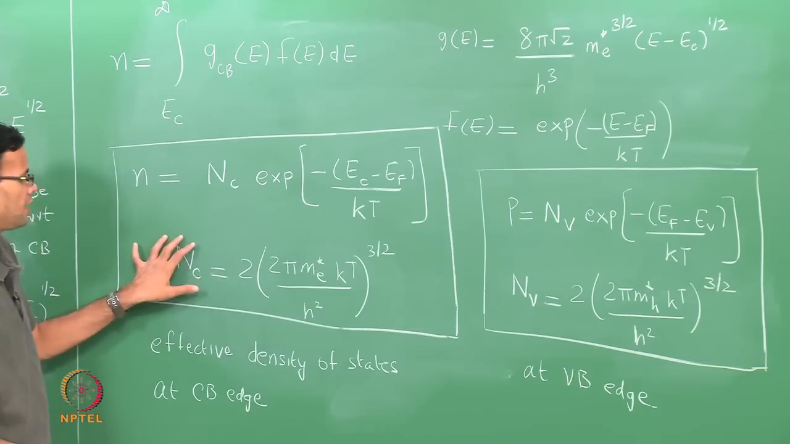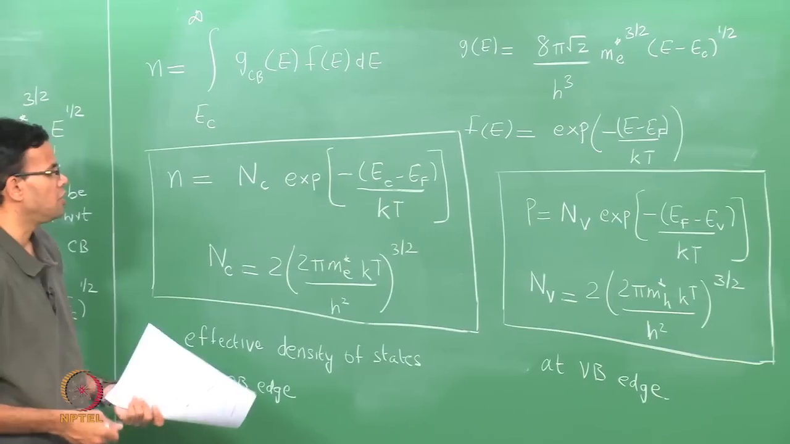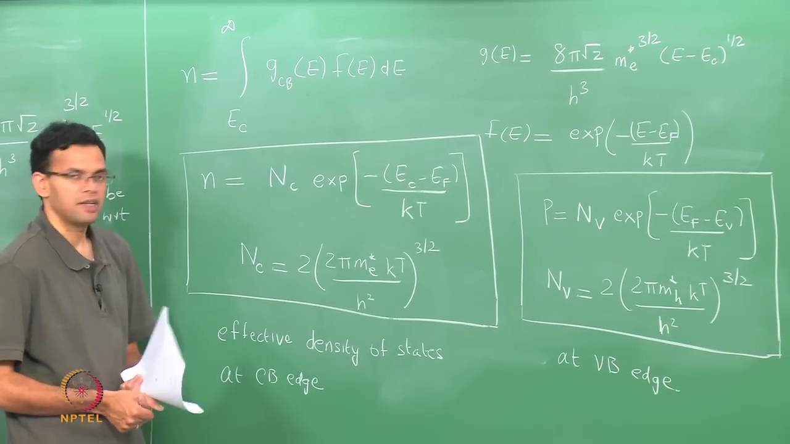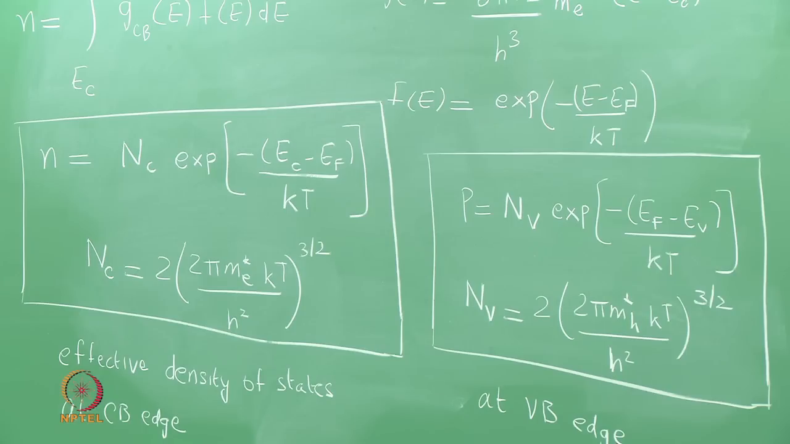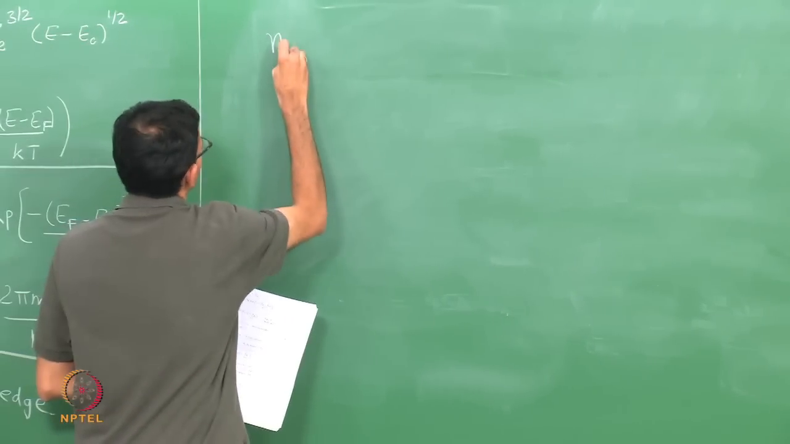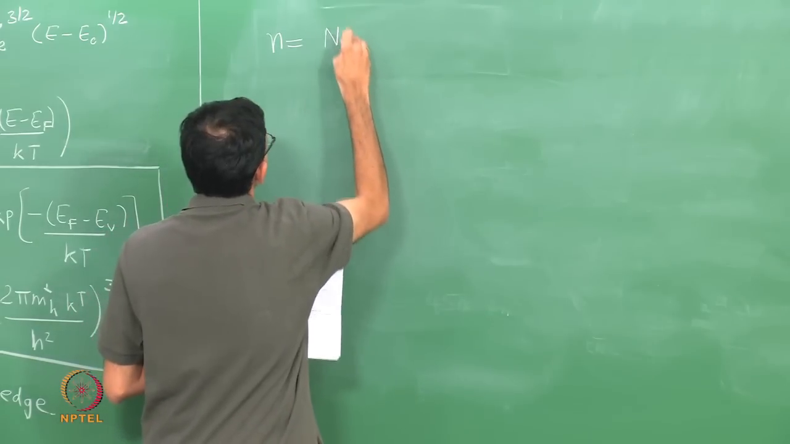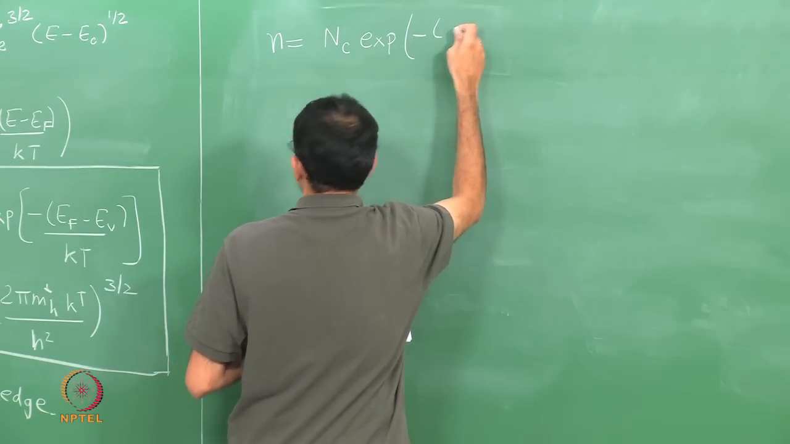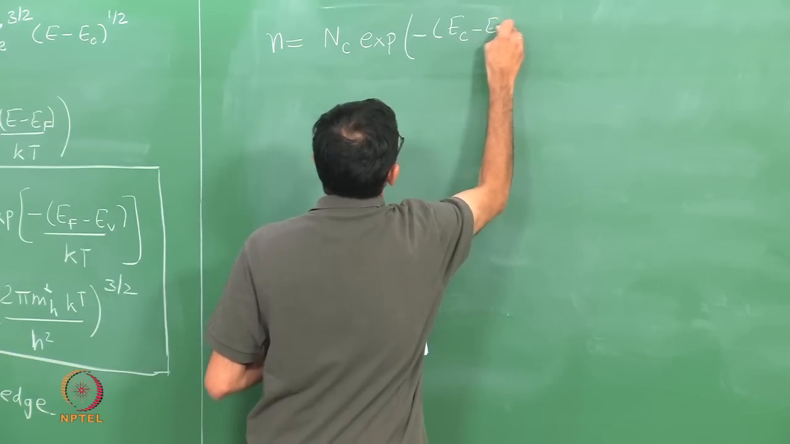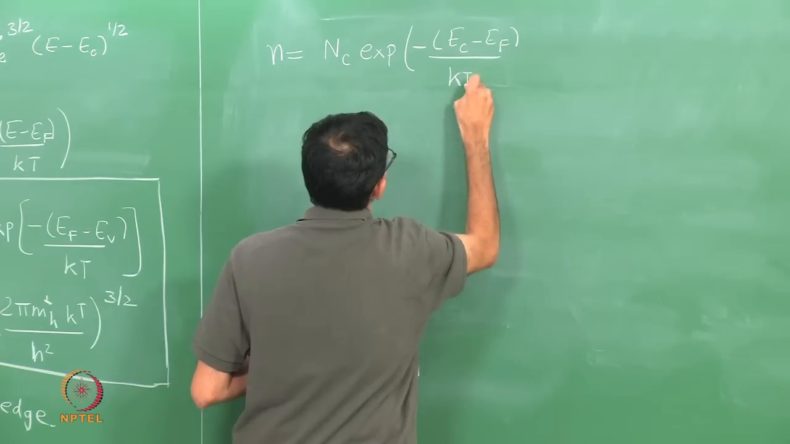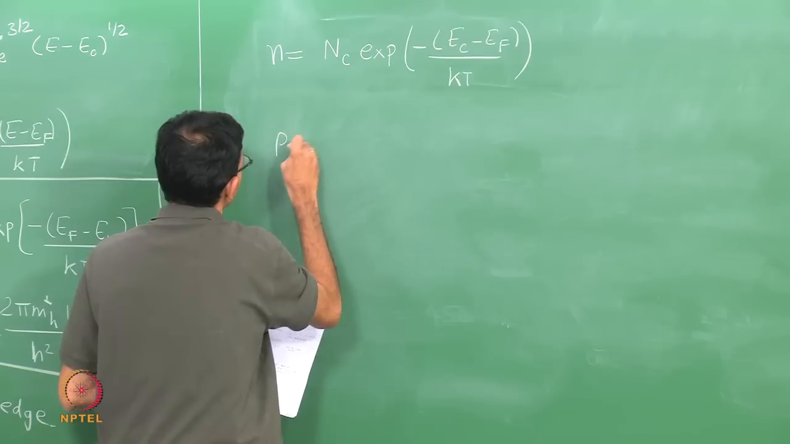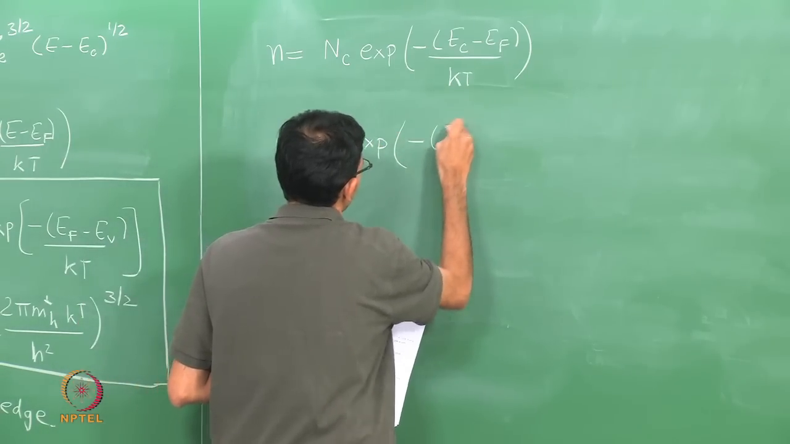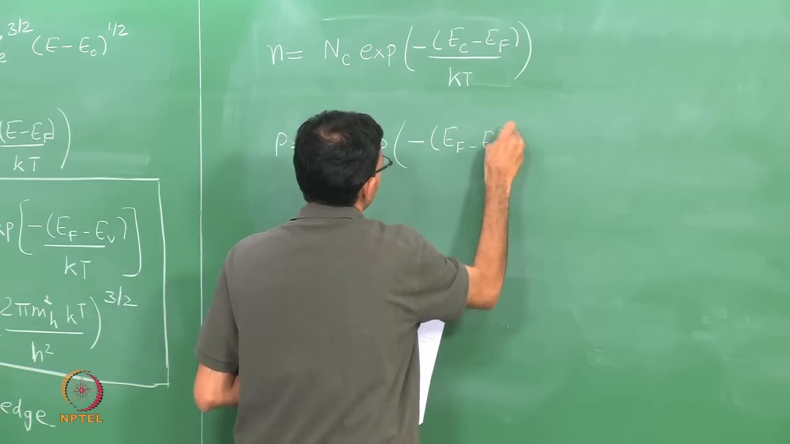These expressions, one for electrons and one for holes, give you the concentration of electrons in the conduction band and holes in the valence band for a given semiconductor as a function of temperature. Let me just rewrite those two expressions. N is NC exponential minus (EC minus EF) over kT, and P is NV exponential minus (EF minus EV) over kT.